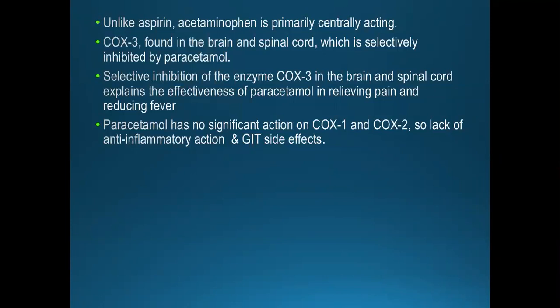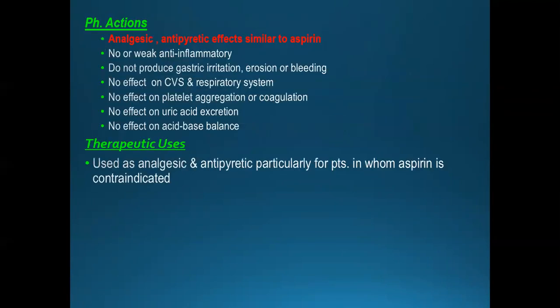The selective inhibition of the enzyme COX-3 in the brain and spinal cord explains the effectiveness of paracetamol in relieving pain and reducing fever. We know that paracetamol is more effective than aspirin because it is more centrally acting. However, it has no significant action on COX-1 and COX-2, so it lacks anti-inflammatory actions and GIT side effects as well.